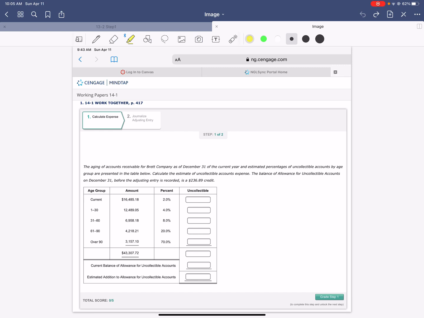It's time to complete 14-1, work together. So you can load that up. We're going to do instruction 1.